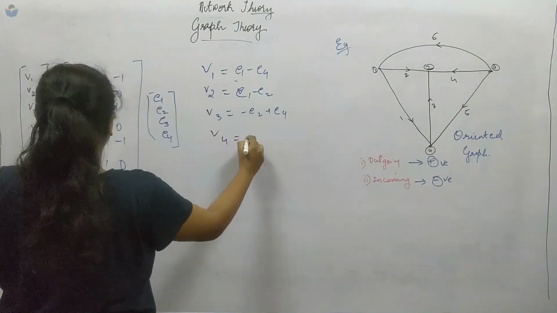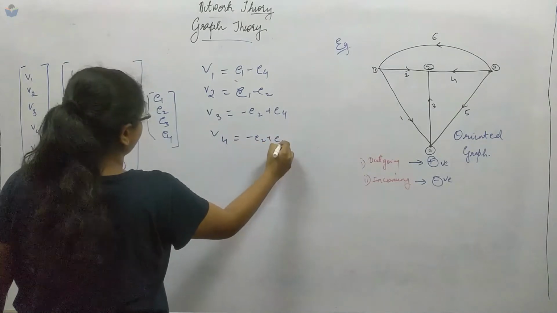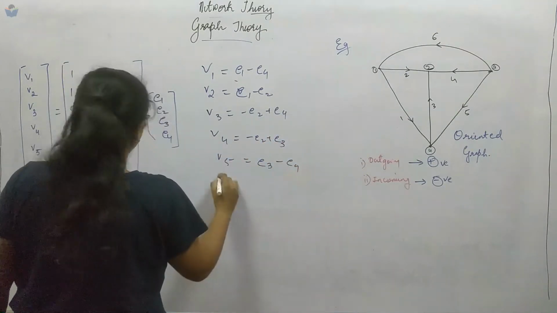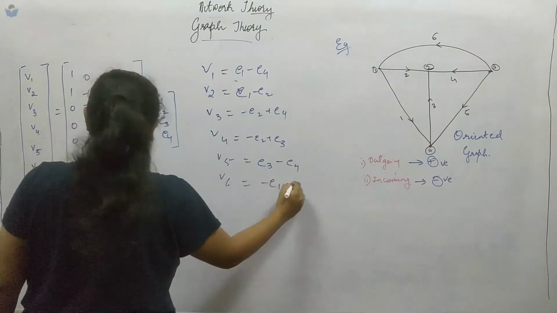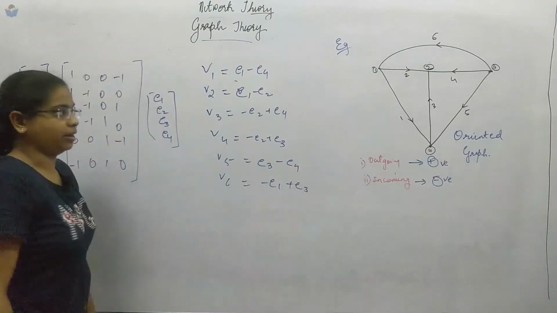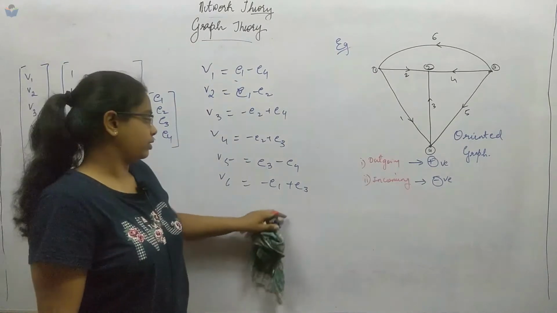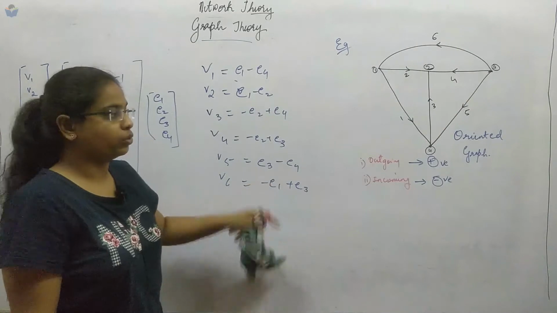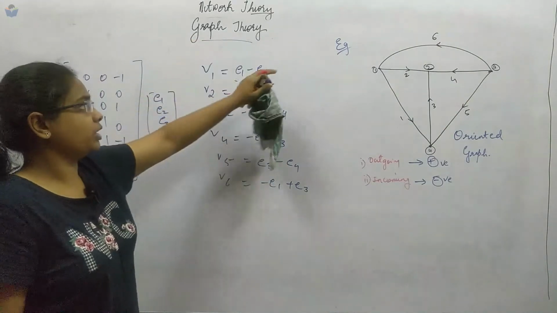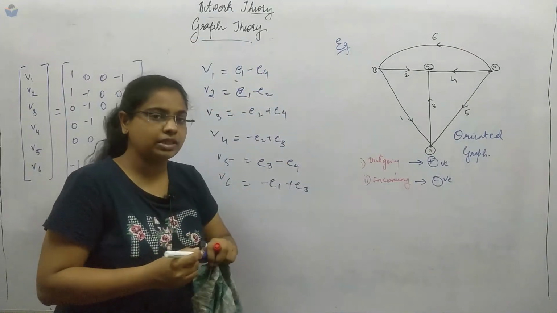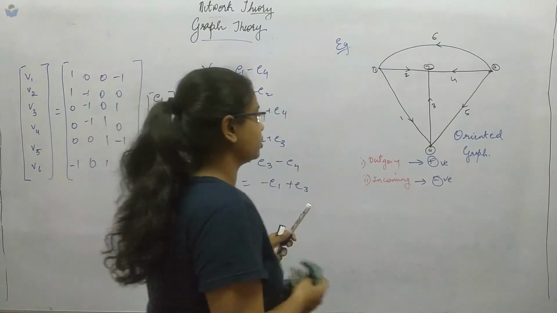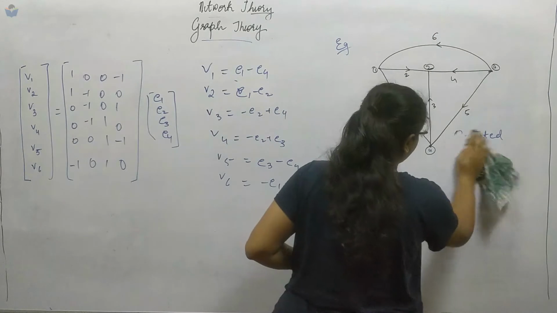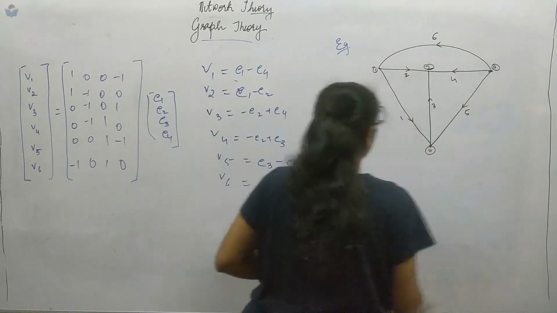Higher potential to lower potential. Similarly, with V4 you can write minus E2 plus E3. V5 is E3 minus E4. V6 is minus E1 plus E3. So these are the branch voltages with respect to the node voltages. So this is about the incidence matrix. Next we will see about the Tieset matrix. In this video only, in this graph itself, I will take the Tieset matrix.